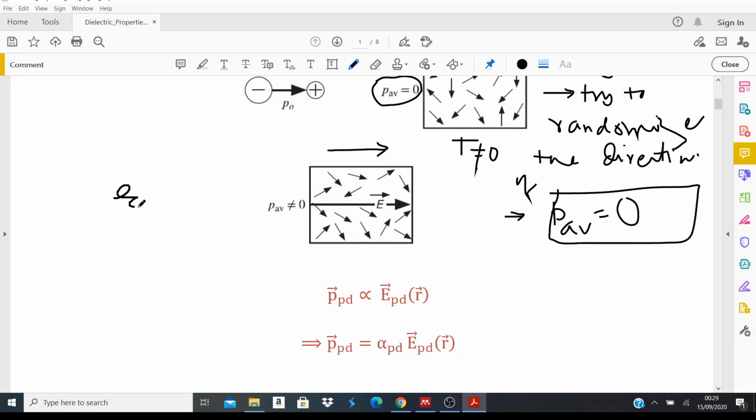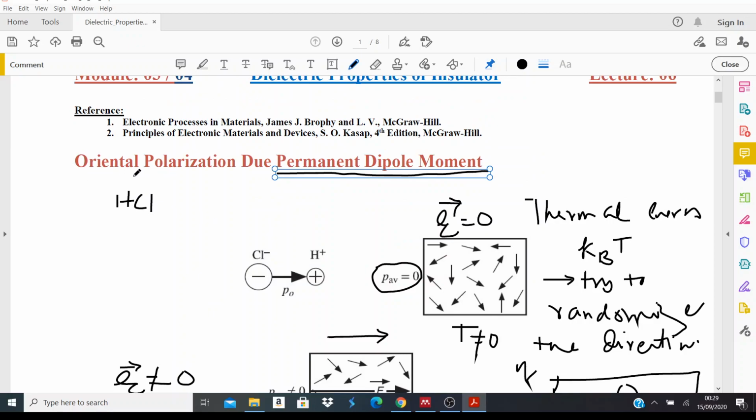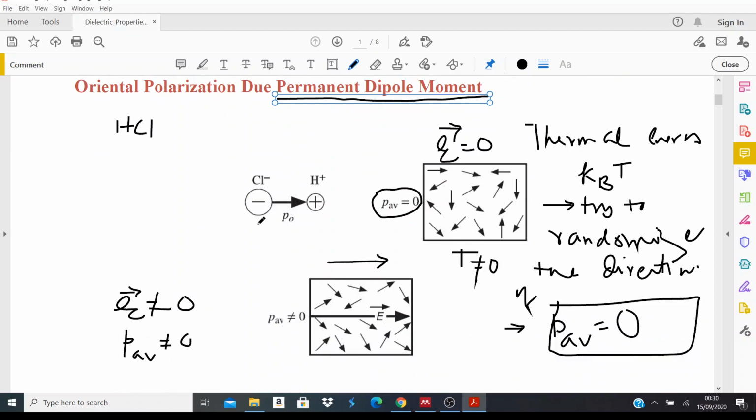So when you apply some electric field, the electric field is not zero anymore, and the sample has some average electric dipole moment which is not equal to zero. This is known as the orientational polarization, because the permanent dipole molecules are trying to align or orient themselves along the direction of the electric field, thereby giving rise to some average dipole moment. That's why we call this orientational polarization due to permanent dipole moment.